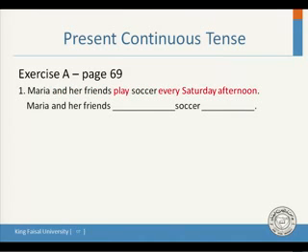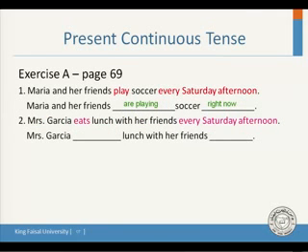Number 1, Maria and her friends play soccer every Saturday afternoon. Every Saturday. This Saturday, next Saturday, last Saturday. It's a habit. Play. Maria and her friends now. What are they doing now? They are playing soccer when? Right now.